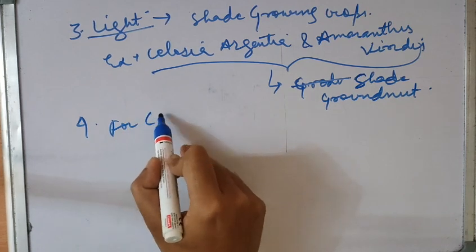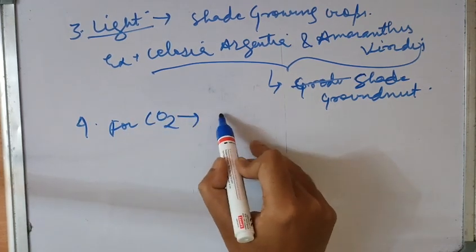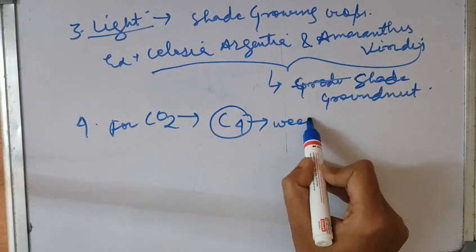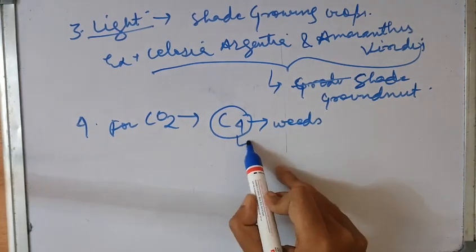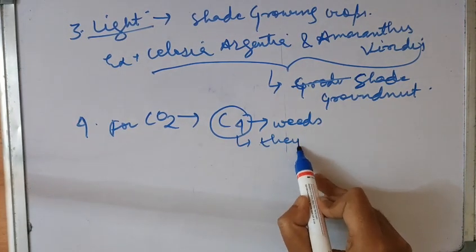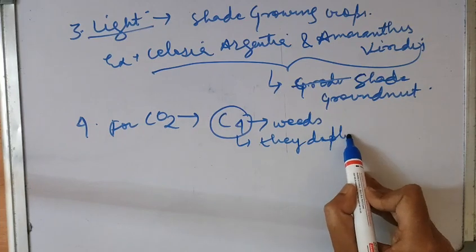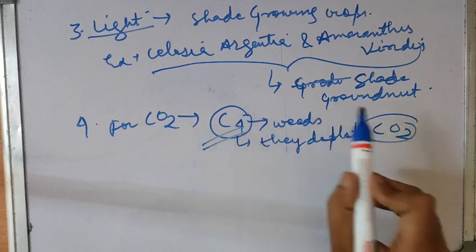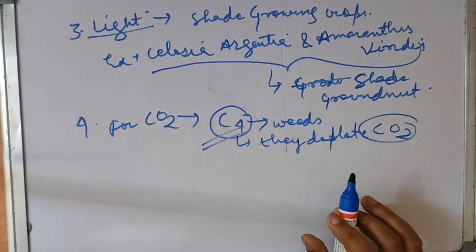For CO2, most weeds are C4. Therefore they deplete more CO2. They use more CO2 compared to crops, as we all know that C4 plants use more CO2.